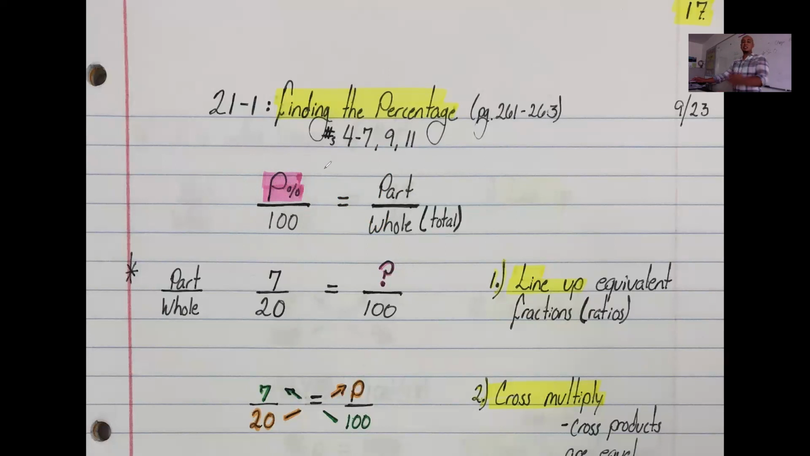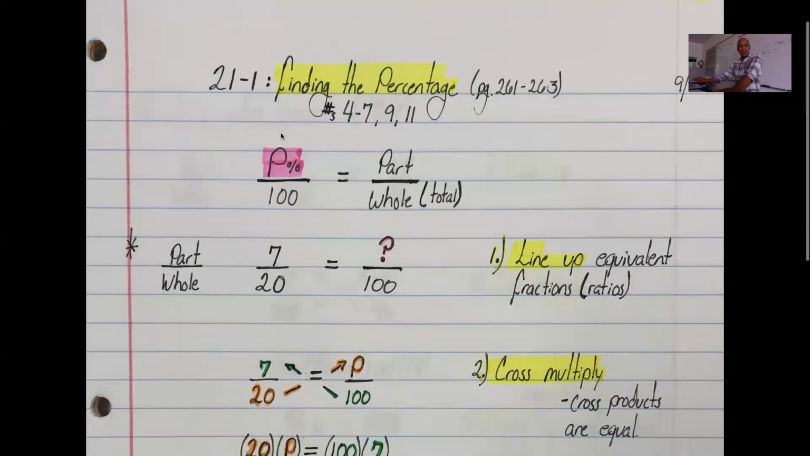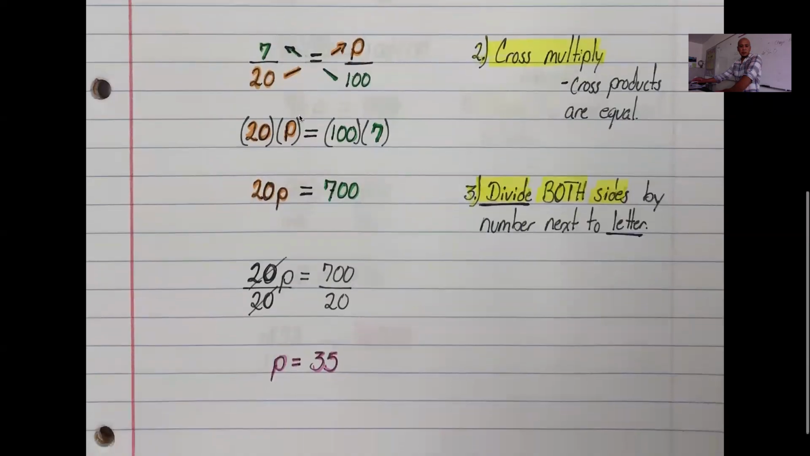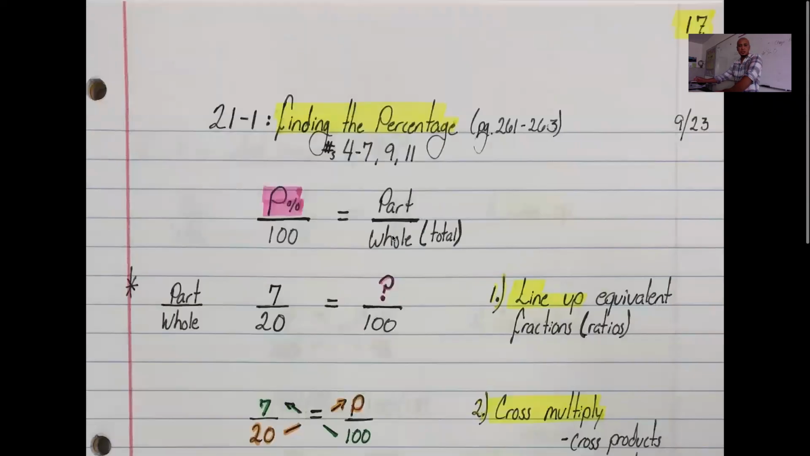And so last Thursday, we were always looking for the percentage, meaning we were given the part and the whole, and we knew the percent was something over 100, but we were trying to figure out what that was. Once we lined it up, we would do cross multiplication to come up with an equation. And our final step would be to divide both sides by the number next to the letter. By doing so, that would give us our percentage.